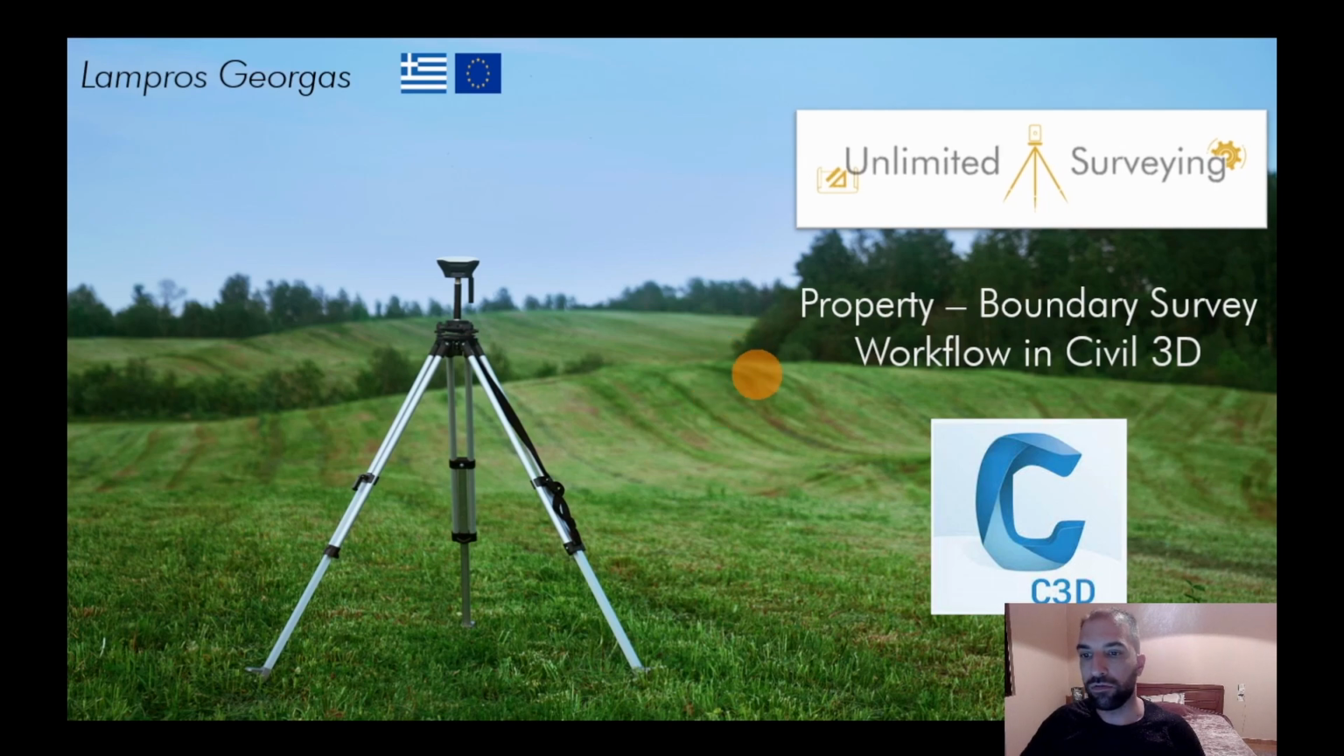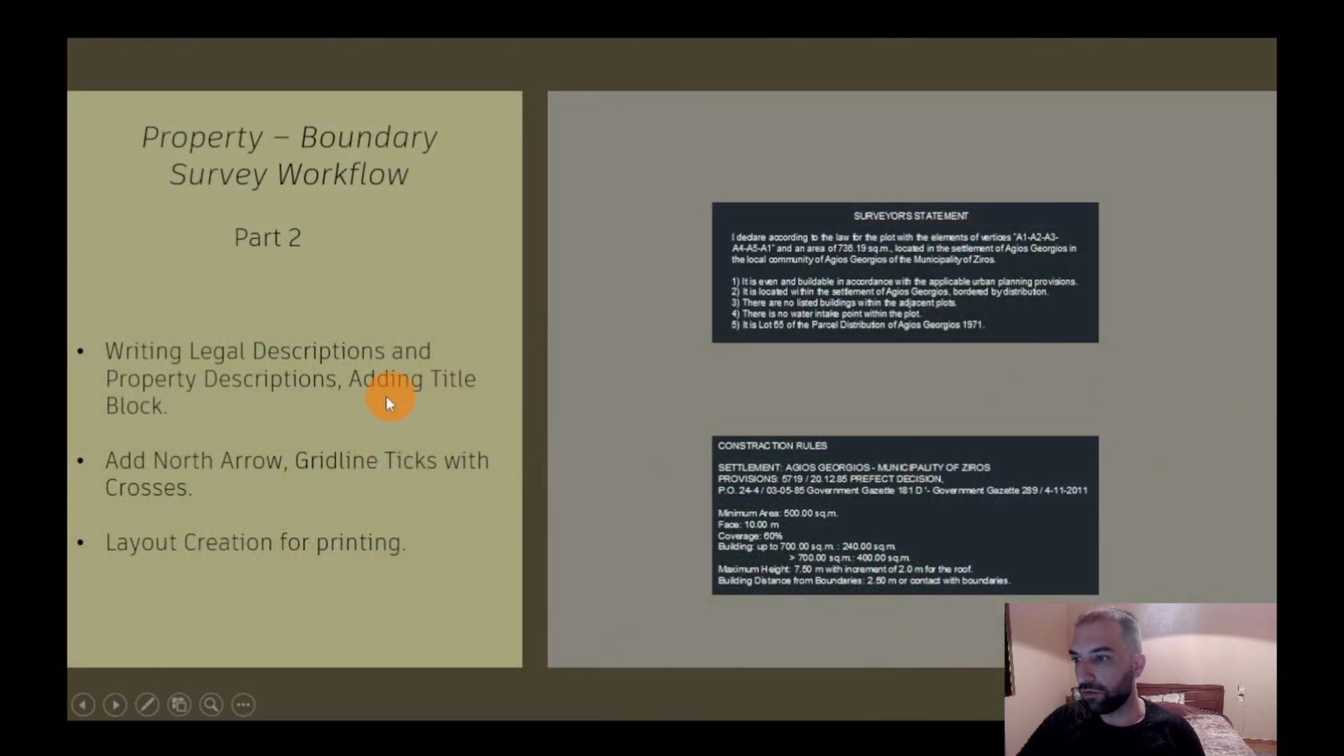Today we're going to continue from our last part. We're going to write the legal descriptions. I have already written this down and translated it for you. We're not going to stick to that though, because that's text and it differs from country to country. We're going to add the title block, create the grid line ticks with the crosses, and print.